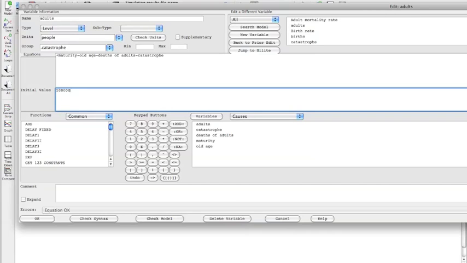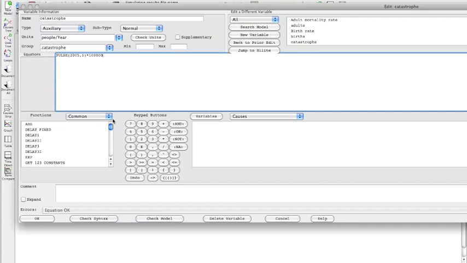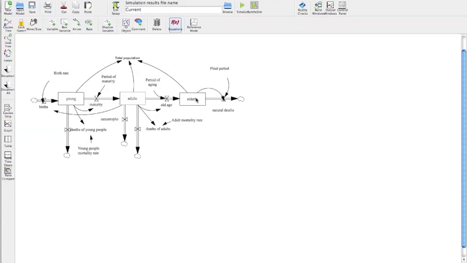Then adults die either of old age or through a catastrophe. So if you look at the schematic again, the adults become old and become elderly, or they die. They can die, or they can die due to this catastrophe, which we just indicated was a pulse. 100,000 people are removed in 2005 from the pool of adults.